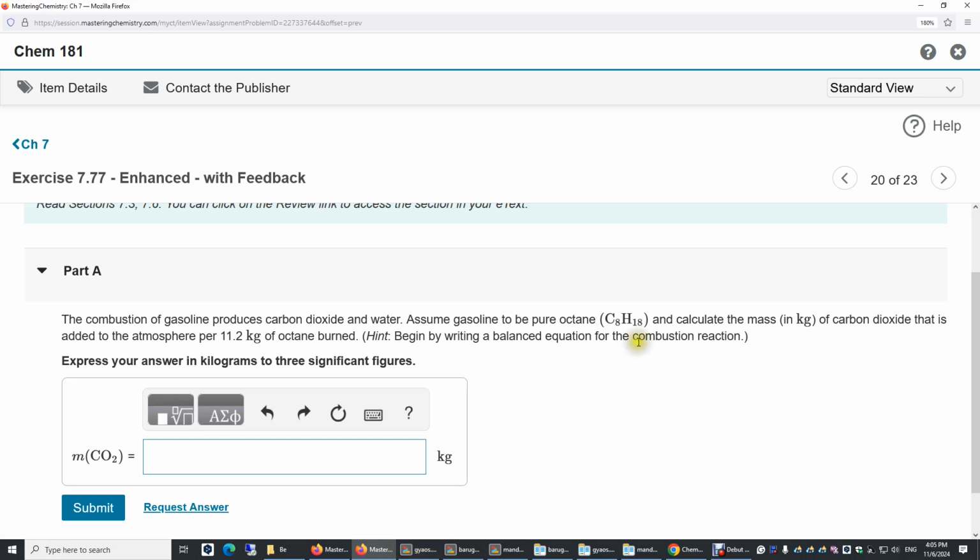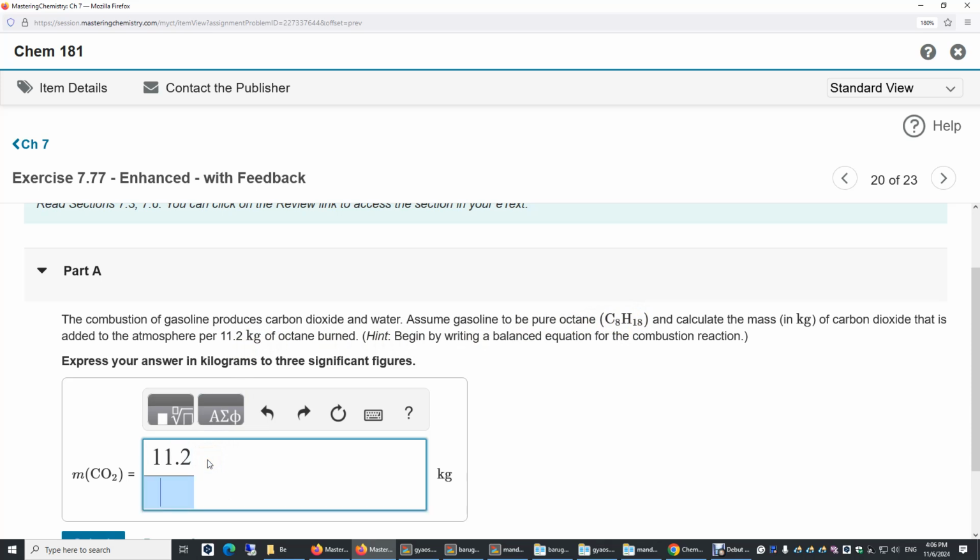So first, we'll balance the equation. Honestly, we don't have to do that because 1 mole of octane produces 8 moles of CO2. That's all we need, right? So 1 mole of C8H18 reacts with oxygen to produce 8 moles of CO2, just to balance the number of carbon atoms. All right, so really it's okay. I'll show you how to work on this really quickly.